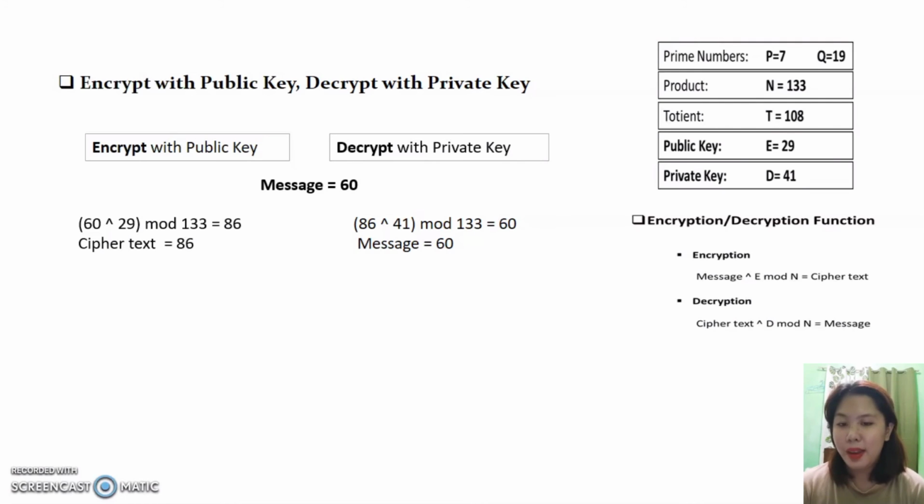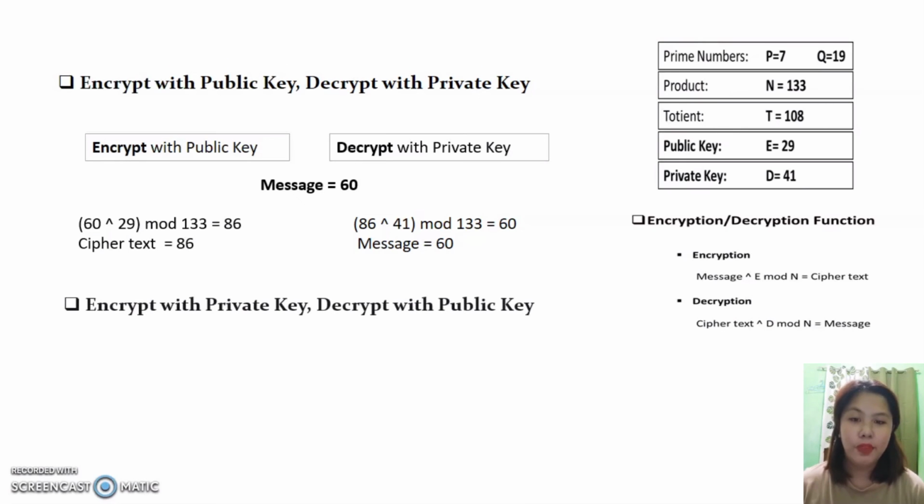We are able to encrypt the message of 60 with the public key and decrypt the resulting ciphertext with the private key. But remember that RSA is commutative, which means you can encrypt with the public key and decrypt with the private key, or you can encrypt with the private key and decrypt with the public key. So let's switch the public key and the private key in our formulas and see if we can still encrypt and decrypt and end up with the same message.